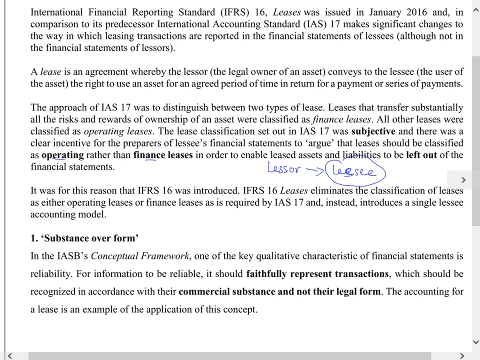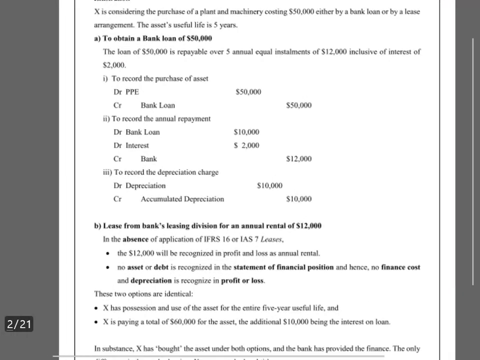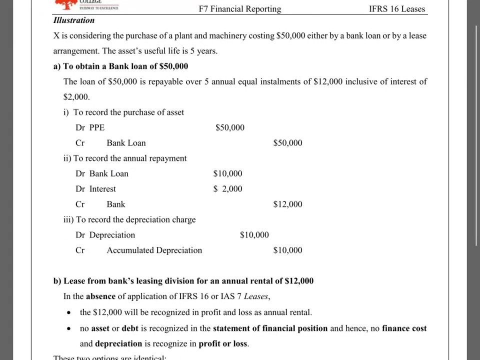Many people misclassified because of the judgment involved in determining whether it is an operating or a finance lease. So they use this loophole to classify them as operating. What's the significance of classifying them as operating rather than financing? If you look at this concept here, we apply substance over form.